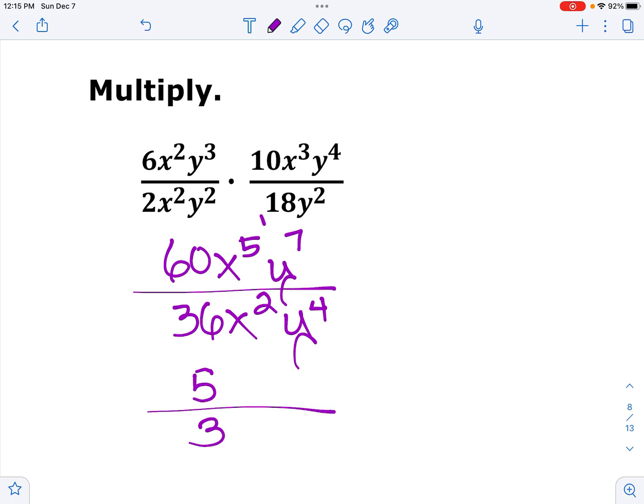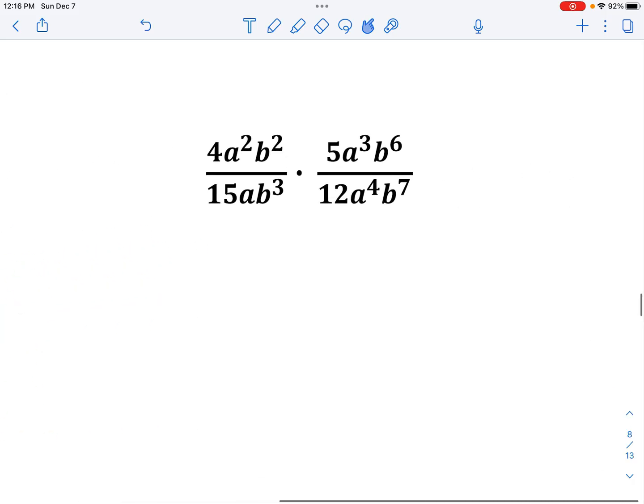And then I want to look at my x's. X to the fifth, x to the second, subtract the exponents. I got more x's on top, 3 of them. And I also have 3 y's on top. Y to the seventh divided by y to the fourth. Again, if there's more y's on the bottom or more x's on the bottom, that would go on the bottom. Okay.